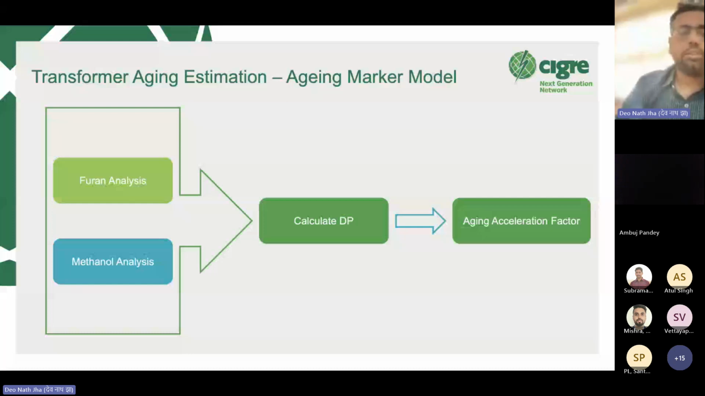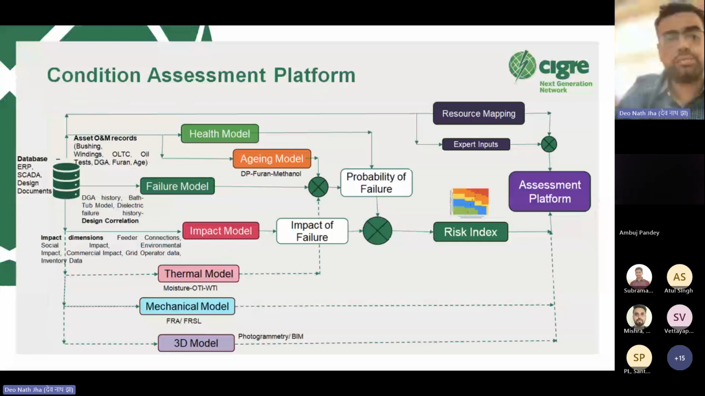Now, when we talk about a unified condition assessment platform, generally for each transformer, in terms of database, we have its readings in an ERP or an enterprise asset management system. The operational readings are present in SCADA, and then there are design documents. Each transformer has its own O&M records, component-wise O&M records like bushing, winding, OLTC, and the test records, based on which we can derive the health model. We have shown the data-driven model here with correlation of DP, furan, and methanol. Then there is a failure model.